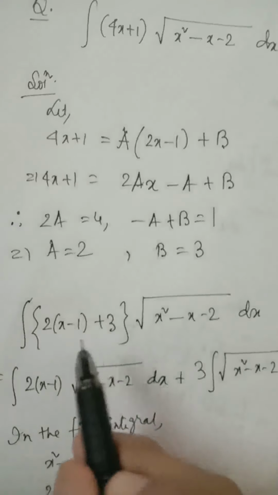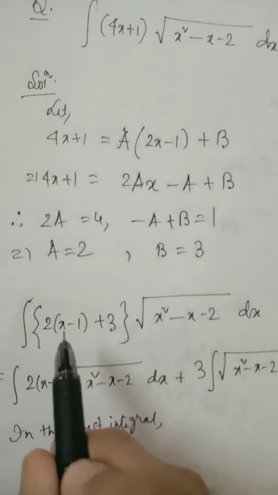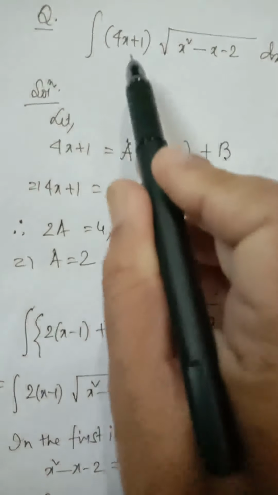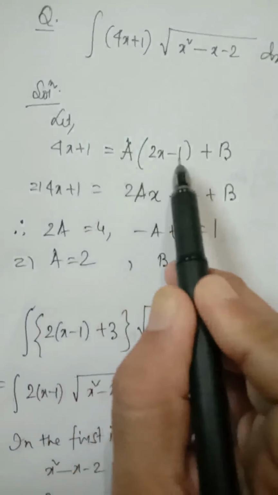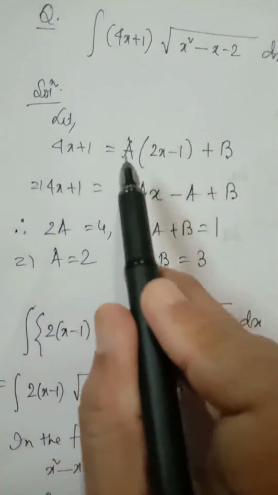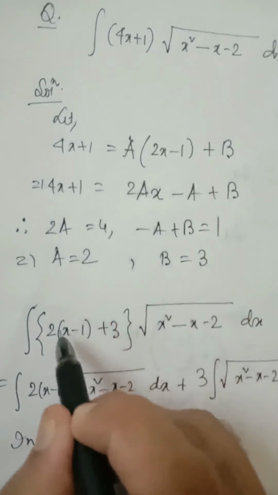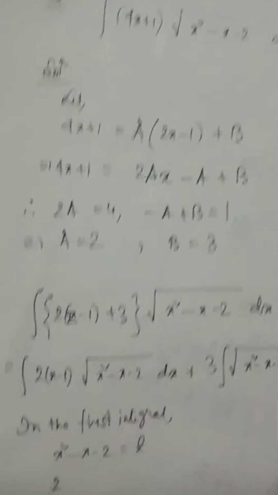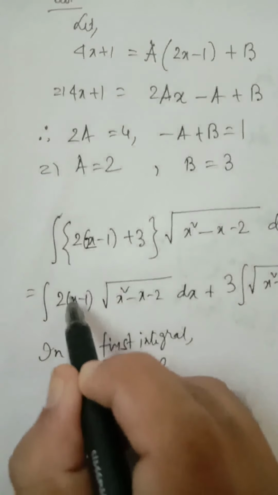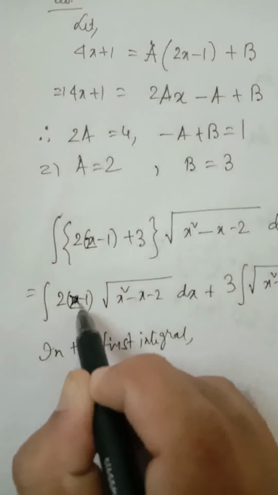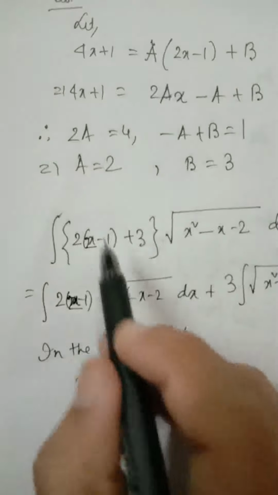Now I have committed a mistake in this line. You see, 4x plus 1 equal to a into (2x minus 1). A is 2, so it will be 2 into (2x minus 1). Okay, 2 into (2x minus 1).